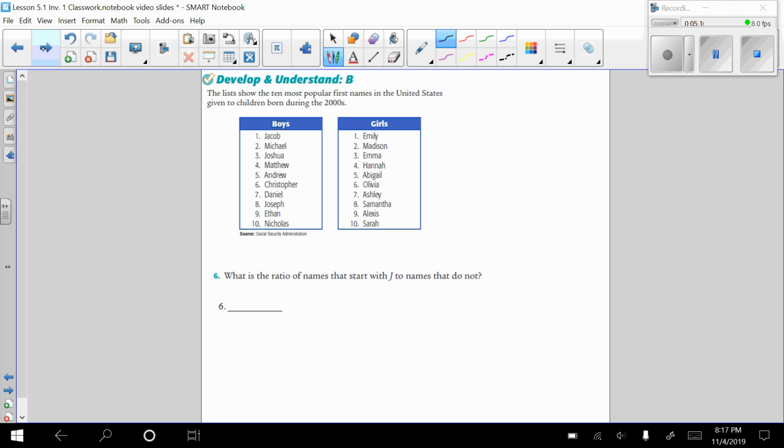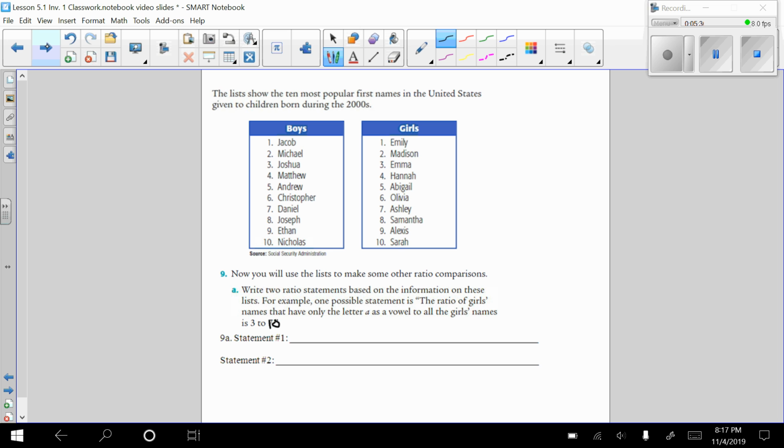So the ratio of J names would be 3 that do to 17 that do not. That is how we write that ratio. 7 of the names begin with a J. I'm sorry, 3 begin with a J. 17 do not begin with a J.